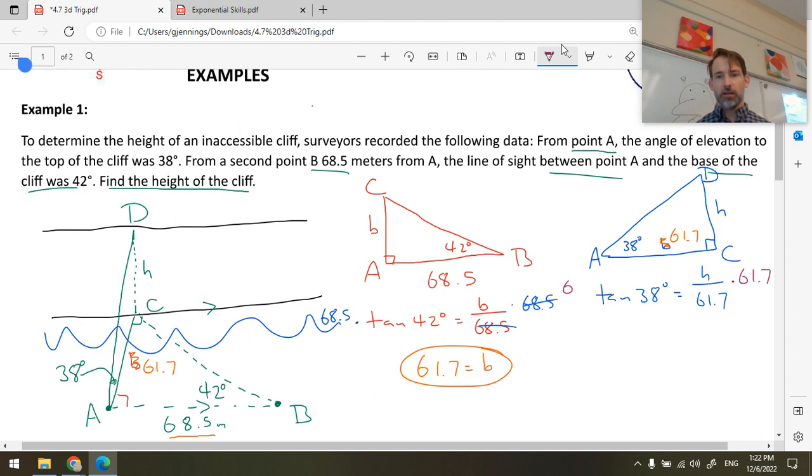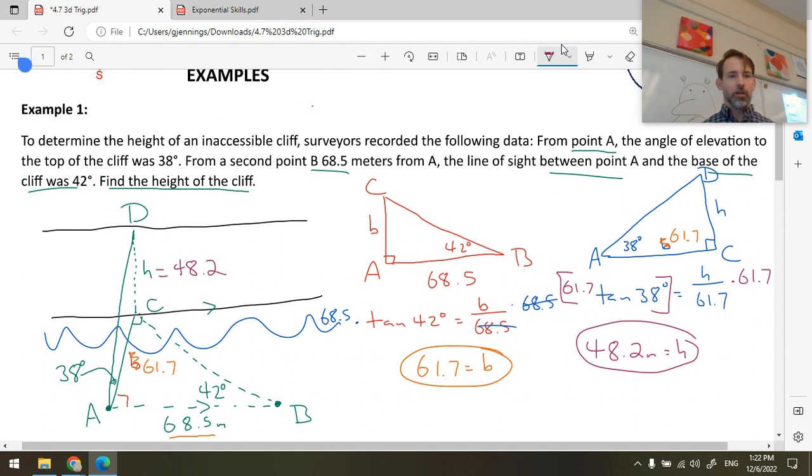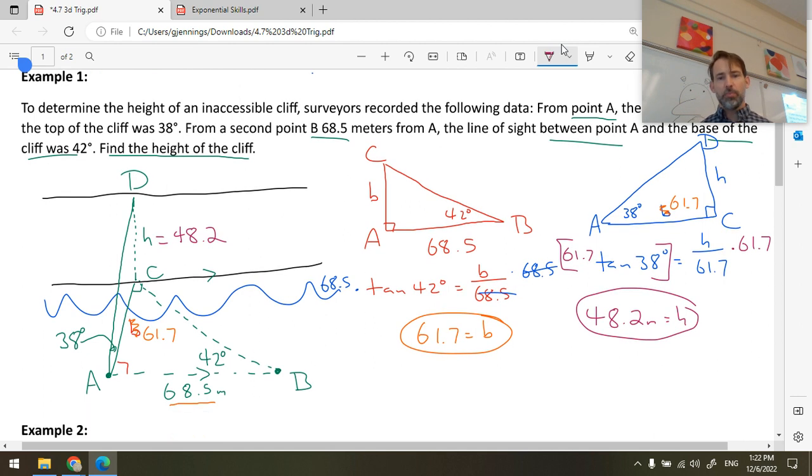So calculate that. 61.7 times tan 38. This expression here, 48.2 meters equals h. Circle it. You can put it on your diagram. H equals 48.2. Check it. We're looking across. We're looking up at the cliff. It's 48 meters tall. Cool. All right, this was 68 meters. That was 61 meters. Yeah, it all seems to make sense. So the last step is to say, therefore, the cliff, the beautiful cliff, is 48.2 meters tall.